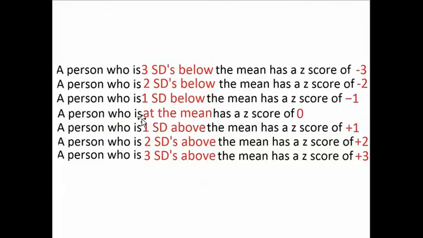So overall, a person who's right at the mean has a z-score of 0. A person who's above the mean has a positive z-score, and a person who's below the mean has a negative z-score. Also, the further a person falls above the mean, the further above 0 that person's z-score will be, and the further a person falls below the mean, the further below 0 that person's z-score will be. For example, a person with a z-score of +2 is further above the mean than a person with a z-score of +1, and a person with a z-score of -2 is further below the mean than a person with a z-score of -1.